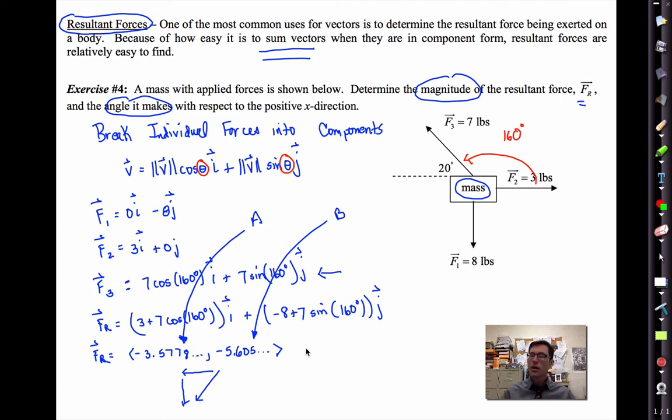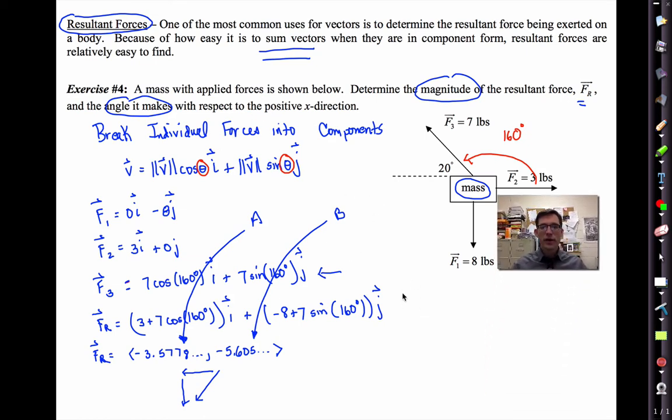Let's go through it. All right, well, it should be simple enough, right? The magnitude of F sub R is going to be, and I'm going to use those letters A and B because I've already designated them as such and it's messy, I'm going to square that component, add them together, take the square root, and I'm going to get 6.650 pounds. So there's my magnitude.